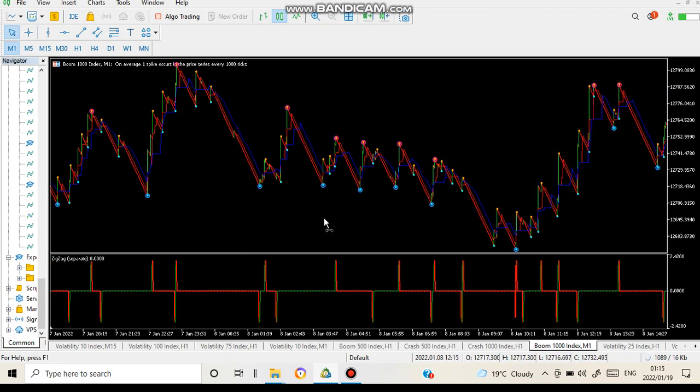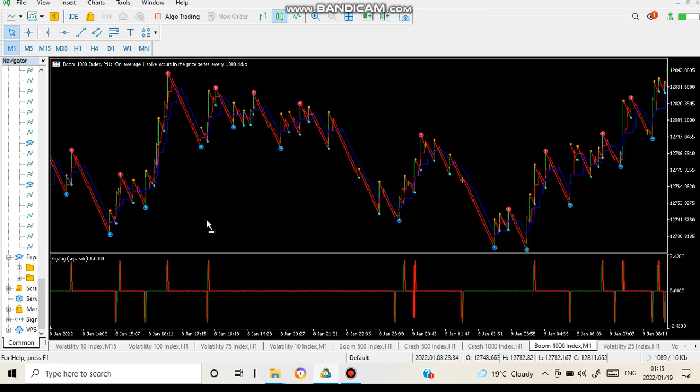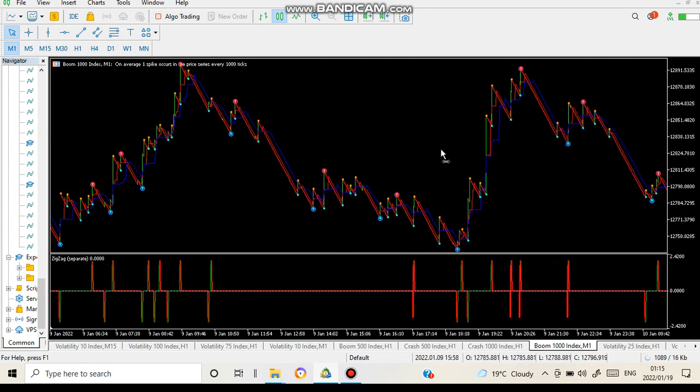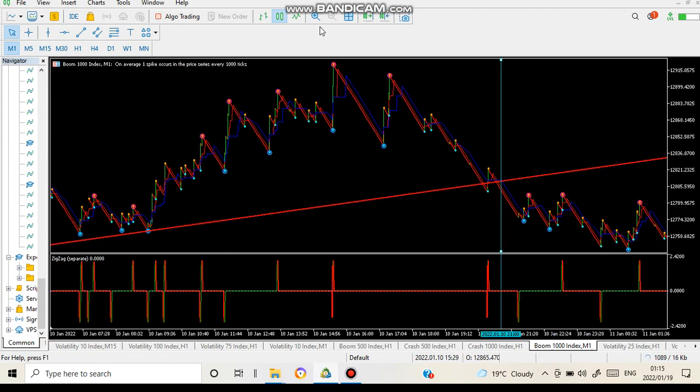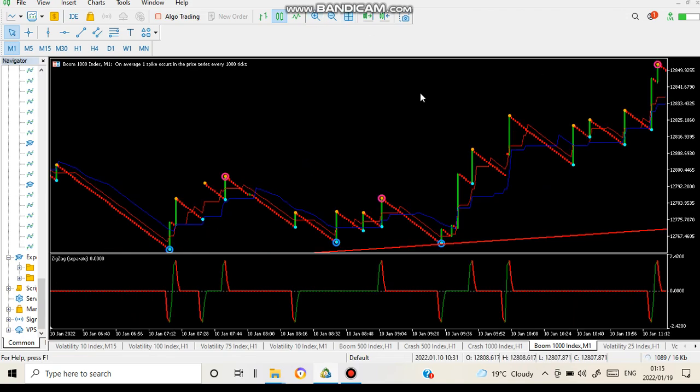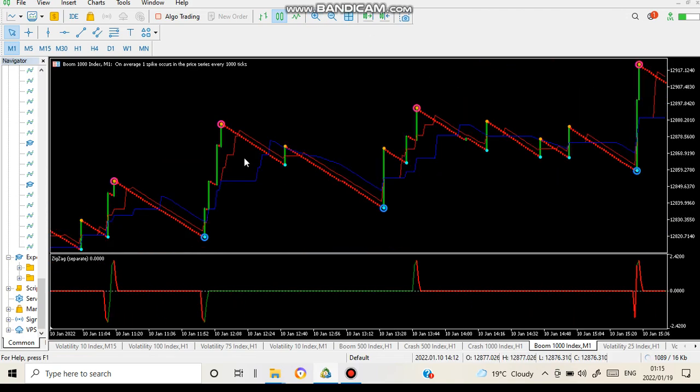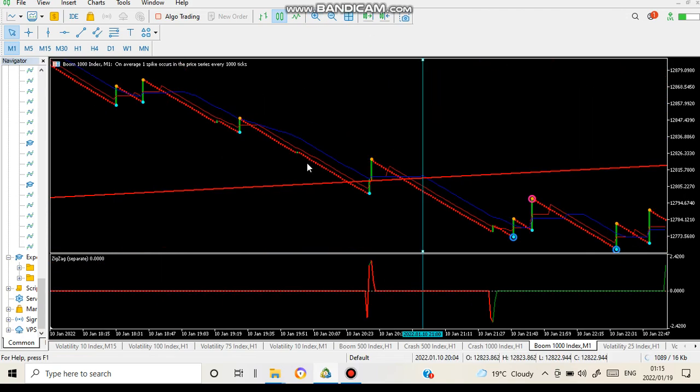Then the first month, right? It's almost there. Okay, so we can see the trend line already. Okay, so here it happened, right? So what are we supposed to do when we get a breakout? Okay, we are supposed to do this.